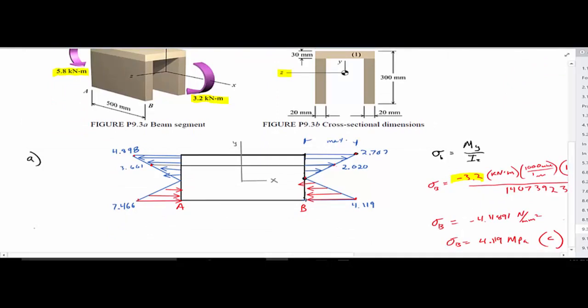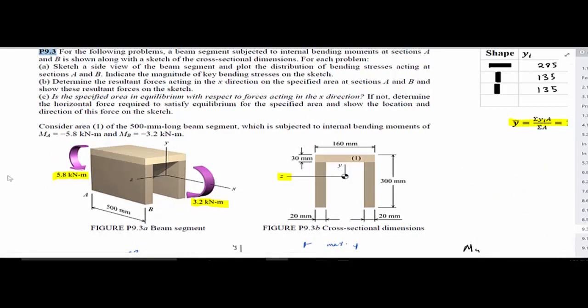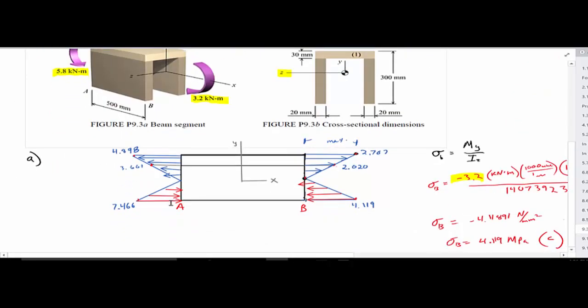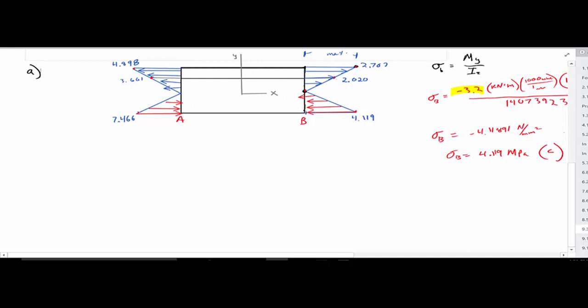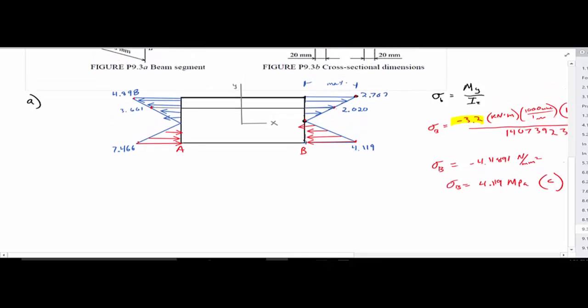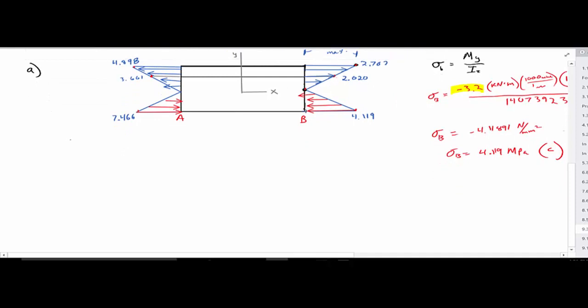Okay. So for part B, it says determine the resultant forces acting in the x direction on the specified areas at sections A and B, and show these resultant forces on the sketch. So the resultant forces, to be able to calculate that, we're going to look at section A for the resultant force on area 1. We can say our force A is going to equal this.